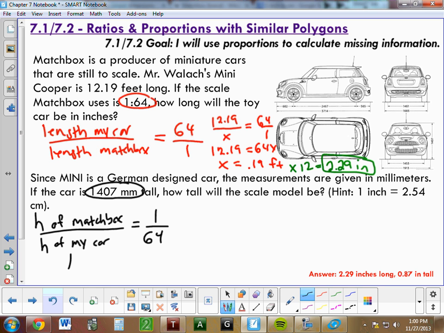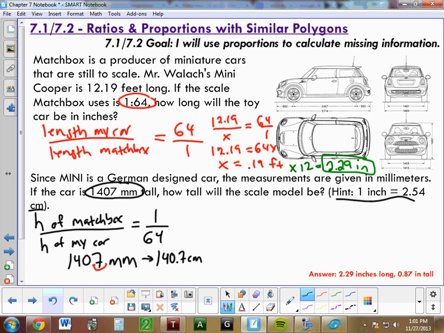I'm going to take it for granted that you know how to convert millimeters to centimeters, because my conversion over here, 1 inch to 2.54 centimeters, means I have to be in centimeters first. So millimeters to centimeters, you move the decimal place once. There's some way to remember it, but I don't remember off the top of my head. But this is 140.7 centimeters.